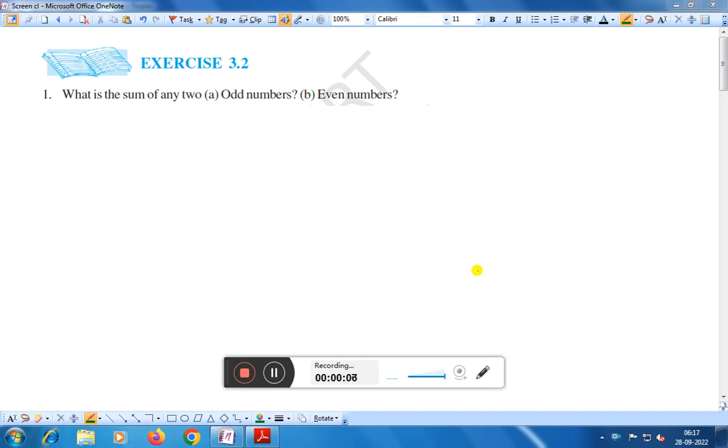Today we shall discuss exercise 3.2 question number 1. What is the sum of any two: A, odd numbers, B, even numbers? Let us take two odd numbers.